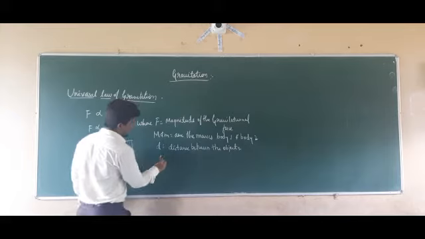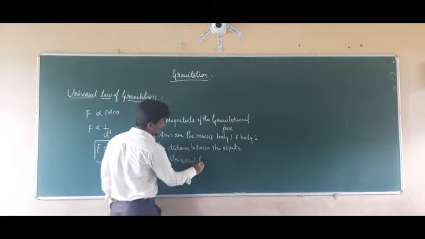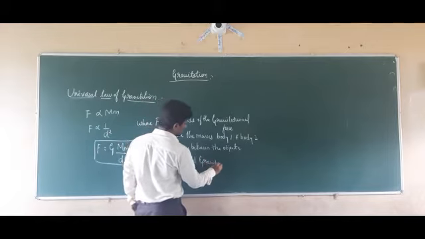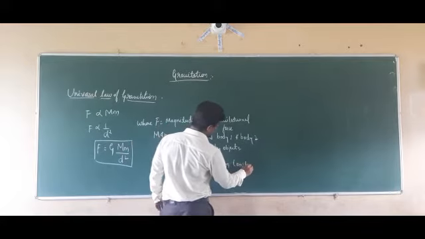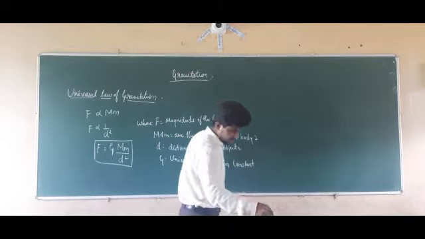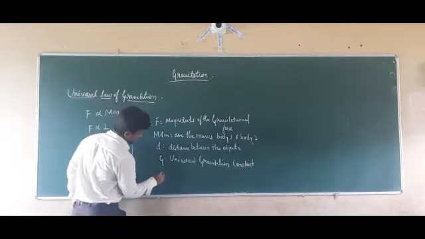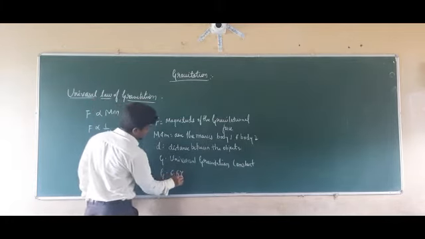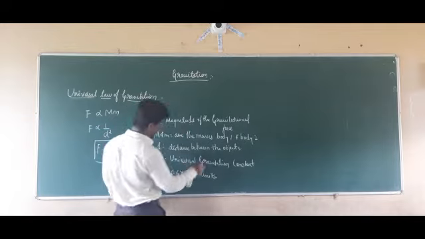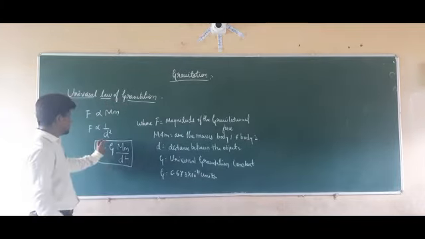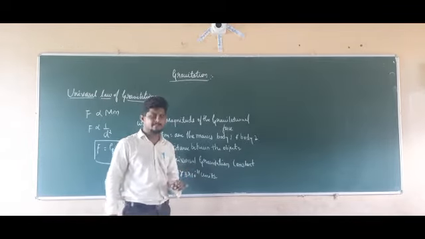And what is G? It is the universal gravitation constant. Where G is the universal gravitation constant, its value is 6.673 into 10 raised to minus 11 units.